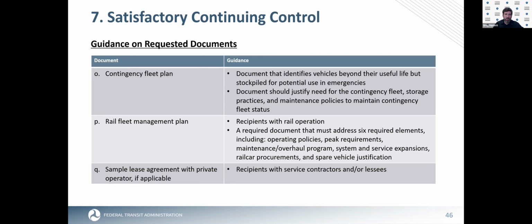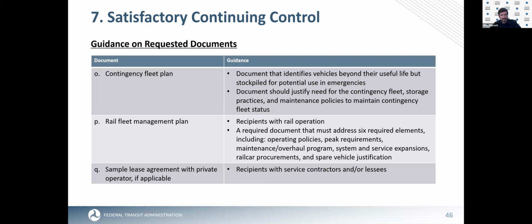Item P, this is a rail fleet management plan. I think it's pretty obvious. This only applies to recipients with rail operations, so I'll be very quick here. If you do fall into that bucket, this rail fleet management plan really has 6 required elements: operating policies, peak requirements, a maintenance or overhaul program, system and service expansions, rail car procurements, and spare vehicle justification. So these are a lot of things that we just talked about in the context of other modes of service.